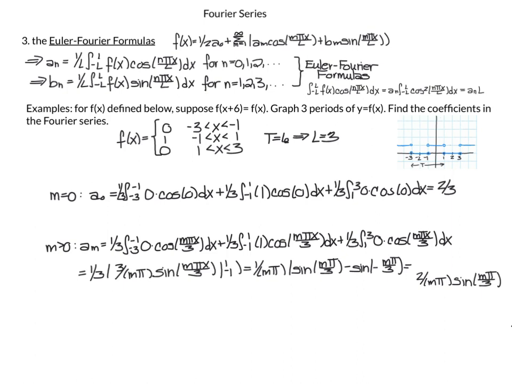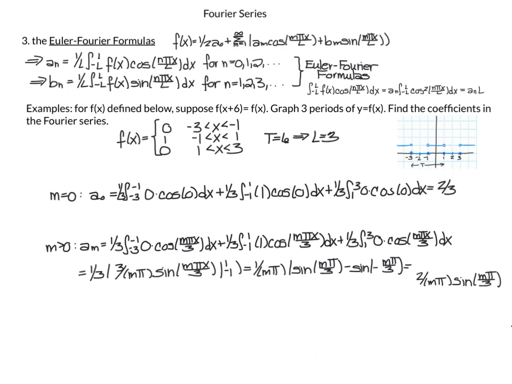For m greater than 0, a sub m, again we have our 1 over L, 1/3, from -3 to 1, again this goes away because f of x is 0. Also the 1 to 3, that'll go away because f of x is equal to 0, 1 to 3. So we're really only concerned about -1 to 1. And then we have f of x, which is 1, cosine of m pi x over L, which is 3. When we integrate, we carry our 1/3, we have our 3 over m pi times sine of m pi x over 3, evaluated at 1 and -1.